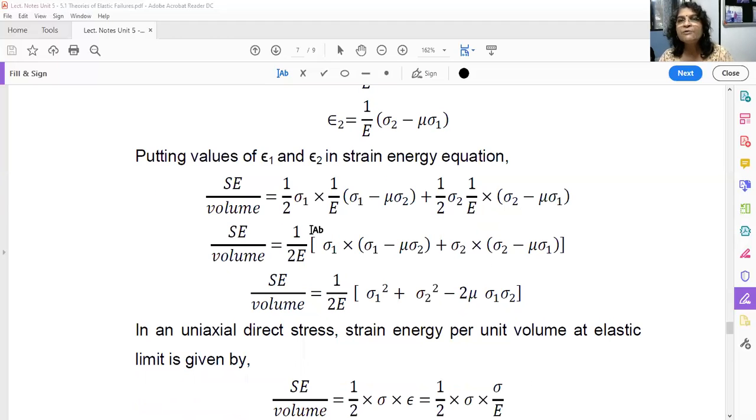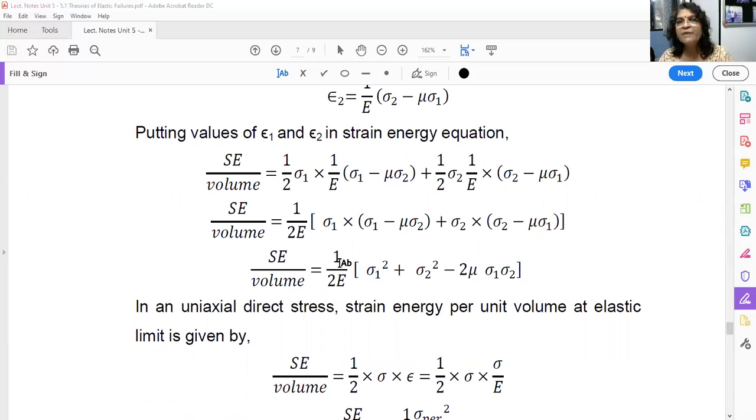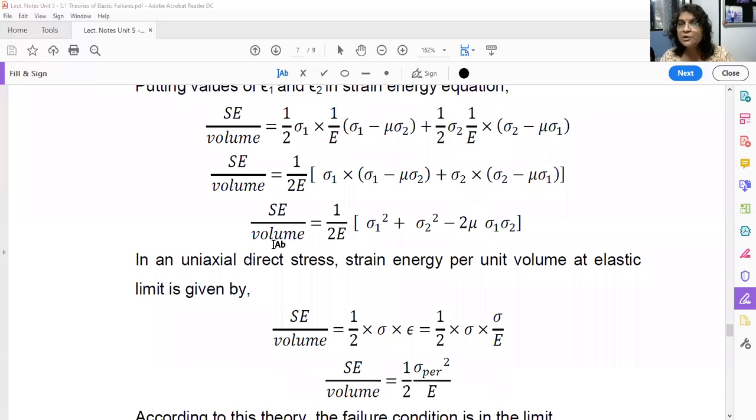Now you can take 1 upon 2E common. Then what is remaining? Sigma 1 into bracket (sigma 1 minus mu sigma 2) plus sigma 2 into bracket (sigma 2 minus mu sigma 1). So it is given by 1 upon 2E into sigma 1 square plus sigma 2 square. Here it is minus mu sigma 1 sigma 2, and here also minus mu sigma 1 sigma 2, which becomes 2. So it is given by 1 upon 2E into bracket (sigma 1 square plus sigma 2 square minus 2 mu sigma 1 sigma 2). This is the strain energy in a complex system.